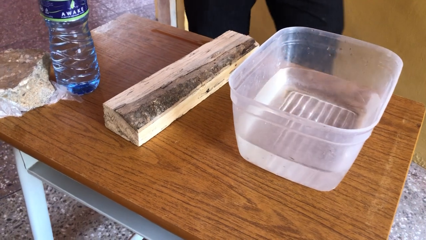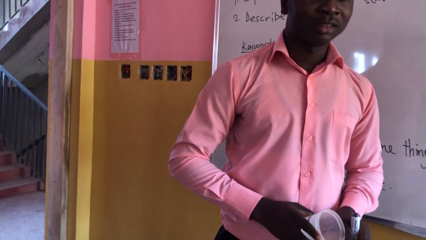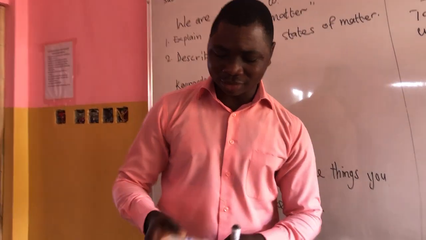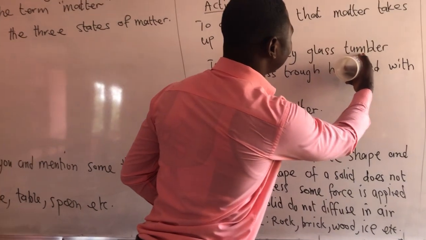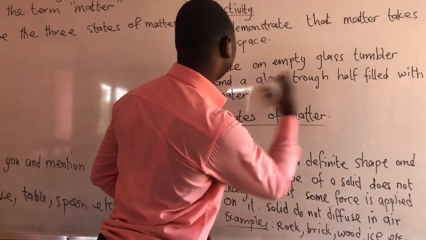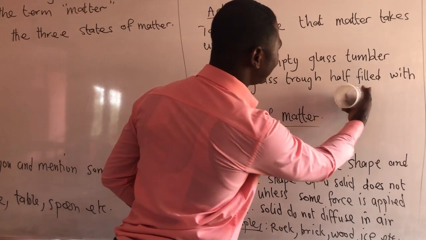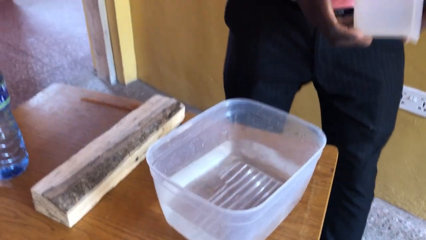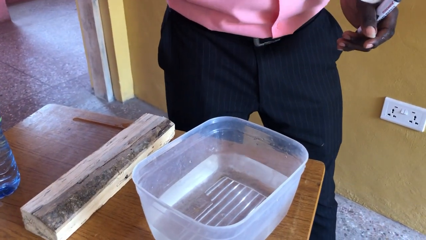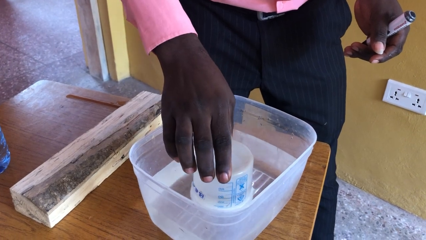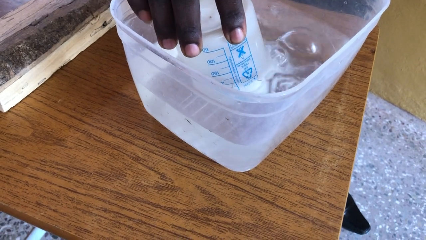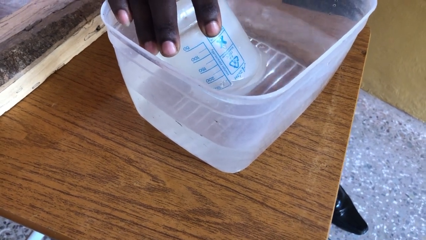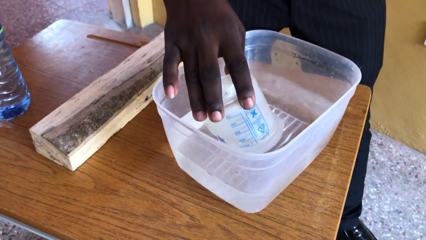One thing you can't see, but we have been feeling it. Look at it. For this we should take an empty glass tumbler and a glass trough half filled with water. These are my materials. This is my beaker. When I put this in and I raise it like this, you'll be seeing that some bubbles are really coming out.